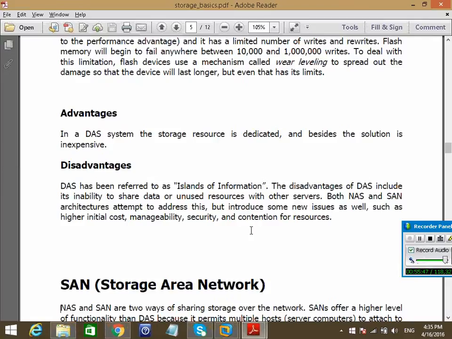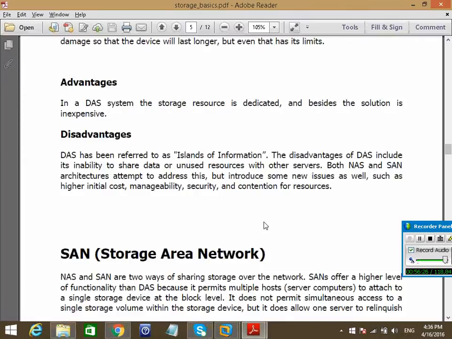So the advantage is that in a DAS system, the storage is dedicated, and the solution is inexpensive. Disadvantage: DAS has been referred to as an island of information. DAS includes its inability to share data or unused resources with other servers. Both NAS and SAN architecture attempt to address this problem, but they introduce some new issues as well, such as high initial cost, manageability, security, and contention of storage resources.